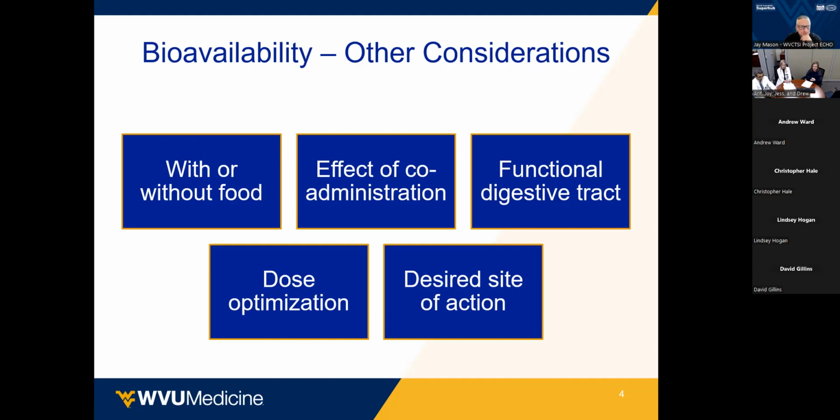So, talking about the functional digestive tract, we already touched on with or without food and effective co-administration. We'll see some examples in the coming slides, but patients may, for whatever reason, have only a portion of their GI tract available for drug absorption. Maybe part of it was removed for a metastatic purpose, or they have direct injury, say in a trauma, that resulted in removal or dysfunction of a portion of the GI tract.